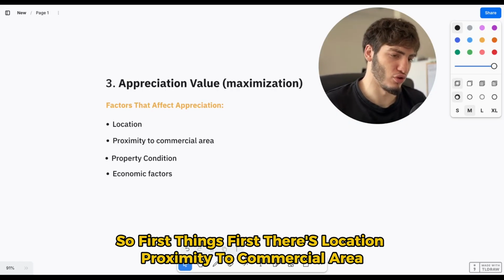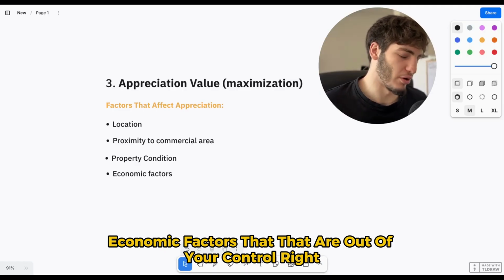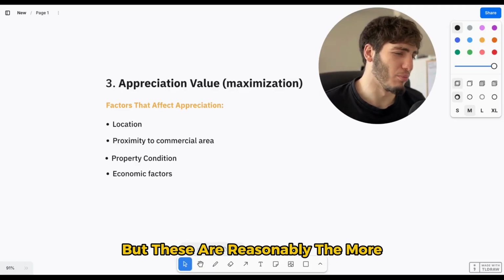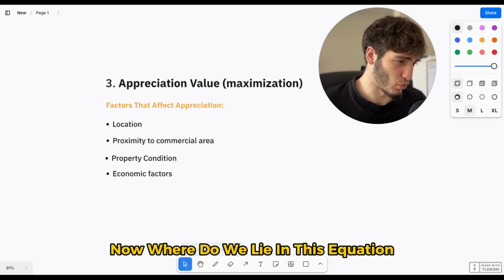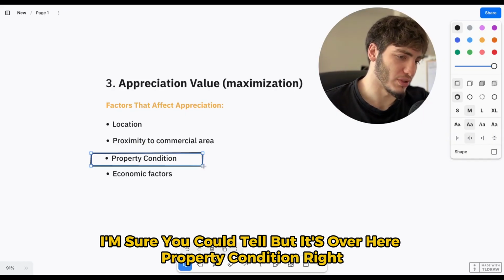So first things first, there's location, proximity to commercial area, so the area around, property condition, economic factors that are out of your control, right? Of course, the list goes on and on, but these are reasonably the more important factors that are the pillars of that value. Now, where do we lie in this equation? Well, I'm sure you could tell, but it's over here, property condition, right?